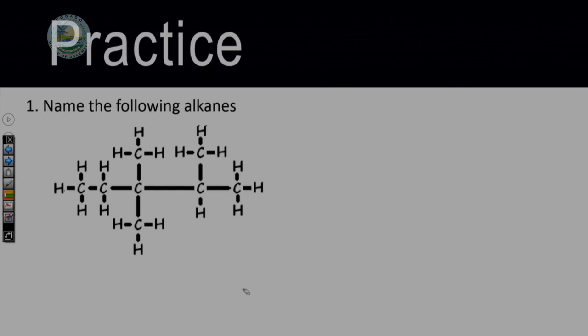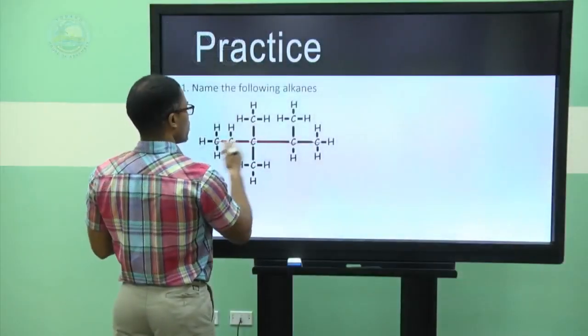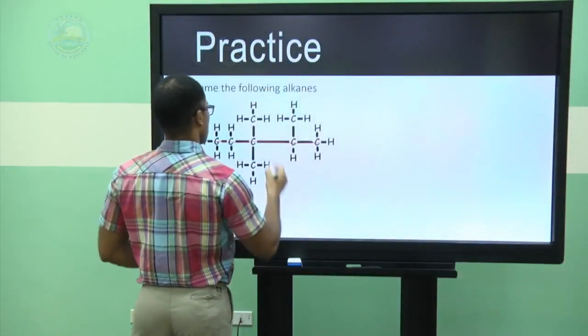So again, first, find the longest chain. Let's say we are counting here now, the longest chain: 1, 2, 3, 4, 5. Is that the longest chain? Let's check. We can check another way. 1, 2, 3, 4, 5. Same 5 if I go up: 1, 2, 3, 4. So 5 is the longest chain, and I'm going to keep it at this one.